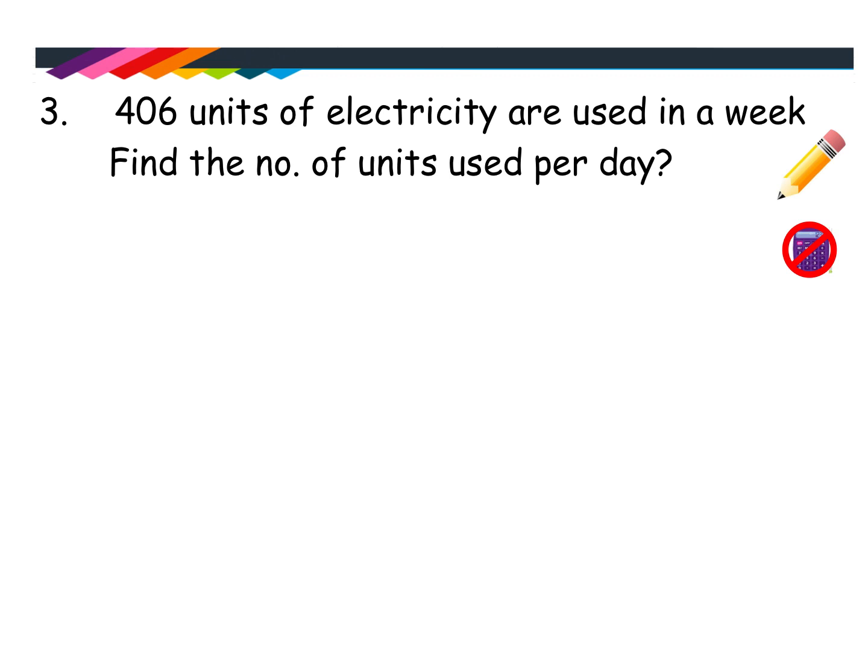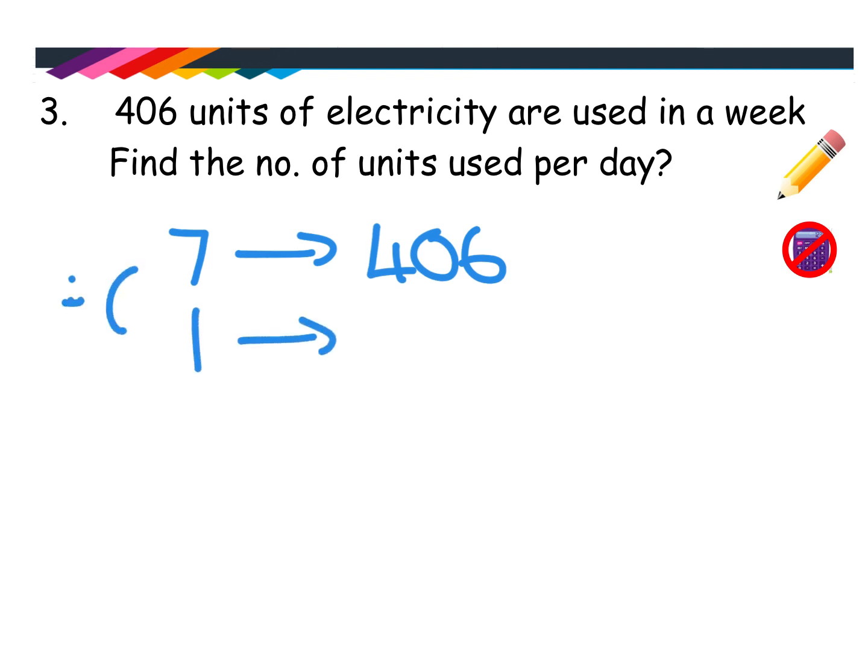So we want to know the days. So the days are going to go on the left. So we know that a week is 7 days. So 7 days uses 406 units. 1 day is what we're going to work out. So we're dividing by 7. So we divide by 7.